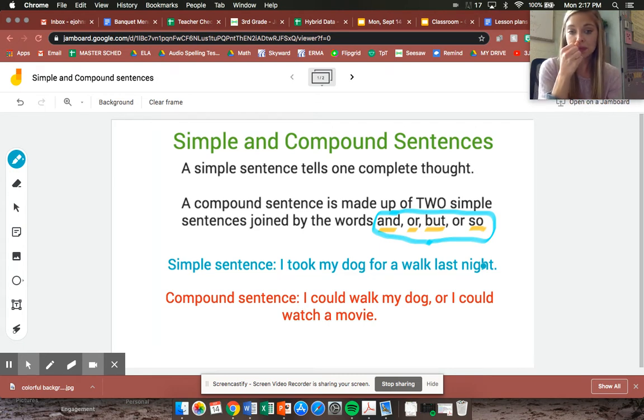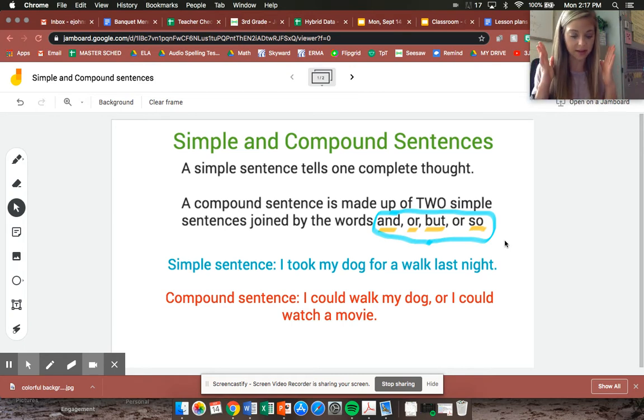So an example of a simple sentence is, I took my dog for a walk last night. Notice how this sentence does not have a conjunction in it. It doesn't have one of these words, right? I took my dog for a walk last night. That is one complete thought. So it is a simple sentence. Simple means that it is kept not with a lot of details, just one complete thought.